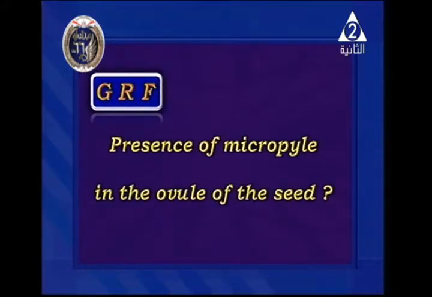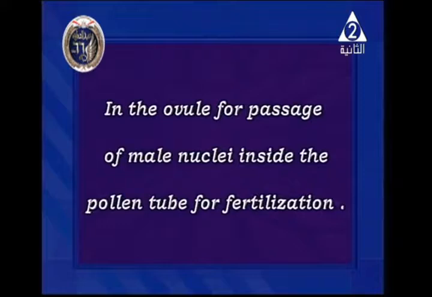We have a give reason here for you: the presence of the micropyle in the ovule of the seed. Very simple question. Who can answer this question? We need what? We need reaching the generative cell nucleus, and also the nutrients. So the micropyle is important for what? The passage of male nuclei inside the pollen tube for fertilization.